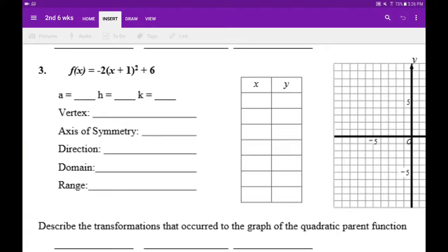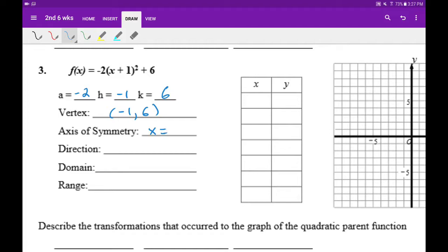All right, example 3 of vertex form. Go ahead and graph it. So just like before, we're going to put in our A, H, and K. This time A is -2, H is -1, and K is 6. All right, so our vertex is our H value, -1, 6. The axis of symmetry equals our H value, which is -1.